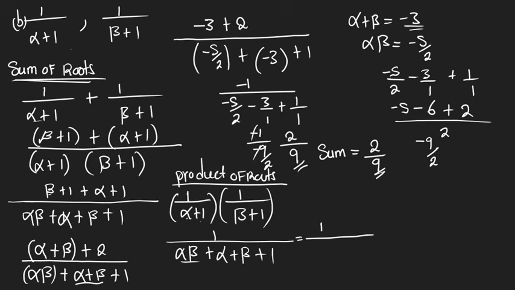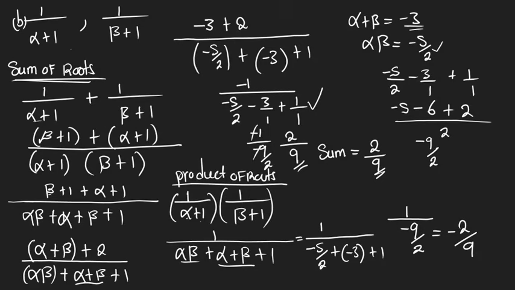So this is going to become 1 over alpha beta plus alpha plus beta plus 1. This is the product of roots. So the product was what? It was this part, so it becomes negative 5 over 2. This is the sum of roots, so it was negative 3, and then plus 1. So notice that what we're having here is what we also had here, and it was giving us negative 9 over 2. So this is just the same as 1 over negative 9 over 2, which is giving us negative 2 over 9. So when we product the roots, we're getting negative 2 over 9.